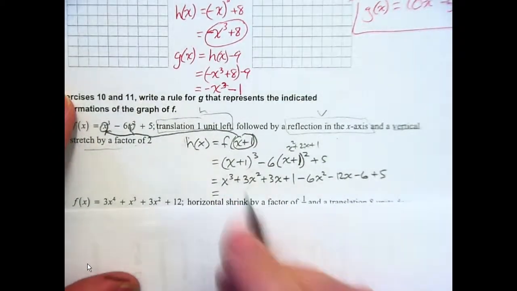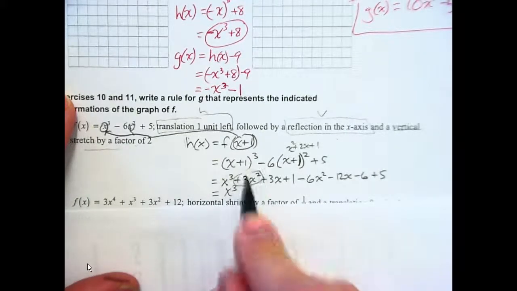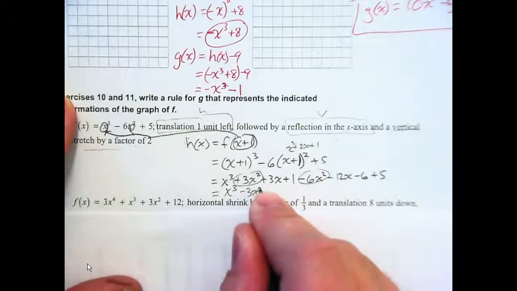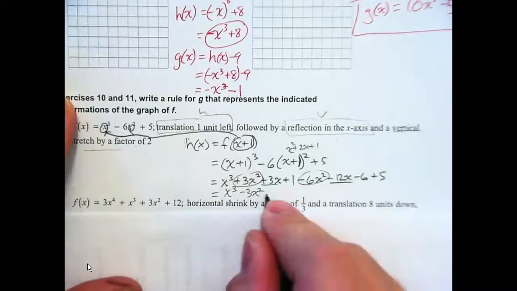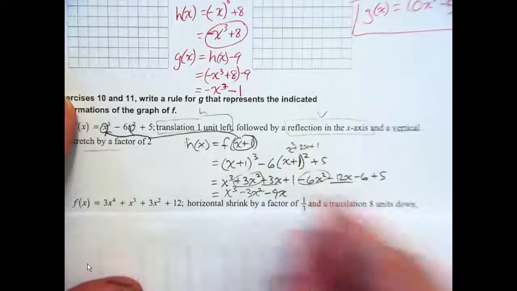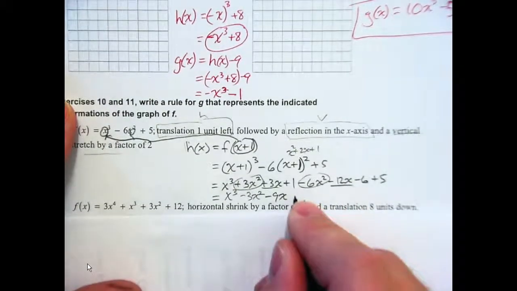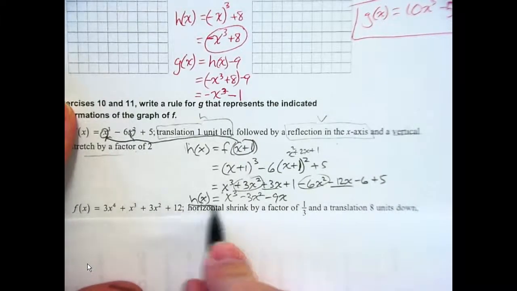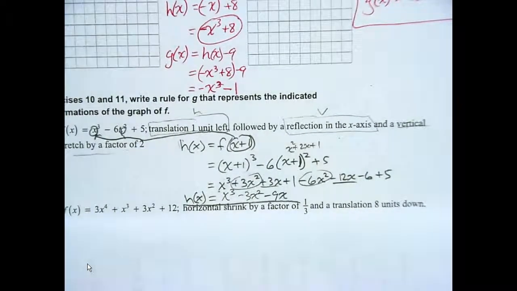Simplified, we have an x cubed. We have 3x squared and negative 6x squared, so negative 3x squared. We have 3x and negative 12x, so negative 9x. And 1 and negative 6 and 5, I believe, is 0. So h of x equals all that. Do I have a second? That good? Okay.